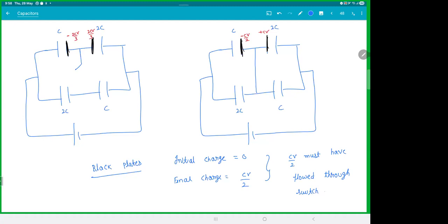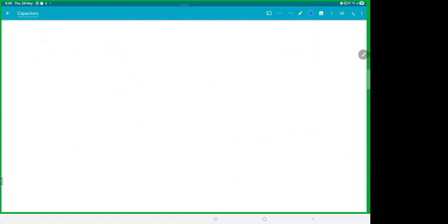All clear with this? Any doubts on this? Clear? Everyone got the equivalent part? And everyone understood how to figure out the charge part, right? Question still not over. We have to find the heat produced. How do you do that? Now it is manageable. Look at this thing.